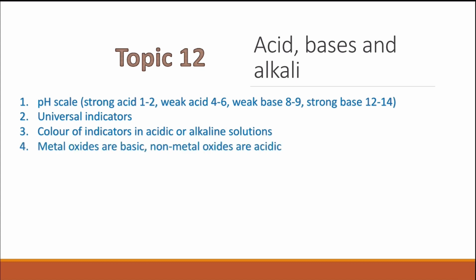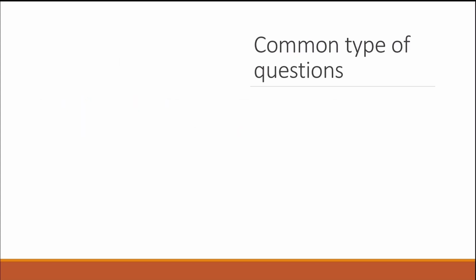Remember that metal oxides are basic and non-metal oxides are acidic. So if you dissolve metal oxides in water, then the pH will be high and the color of the indicator will give you the alkaline pH. If you have a non-metal oxide and you react it with water, they're going to be acidic, like sulfur dioxide, for example. So in this case, it's going to be acidic, and the pH of the solution is going to be in the acid range.